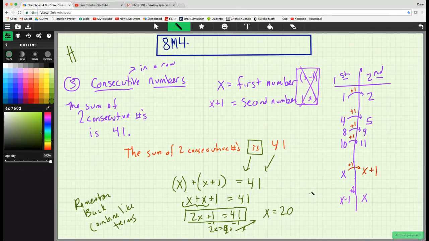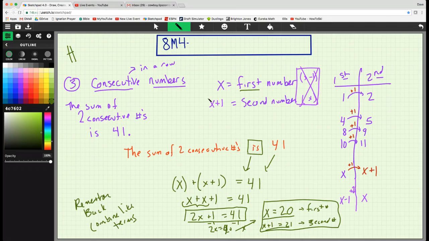So if x is 20, have I answered the question? No. What is x? X is my first number. So this is my first number. X plus 1, if x is 20, then x plus 1 is 21. And that's my second number. Right? 20 and 21 is 41. The numbers are consecutive, so I used algebra to find consecutive numbers.